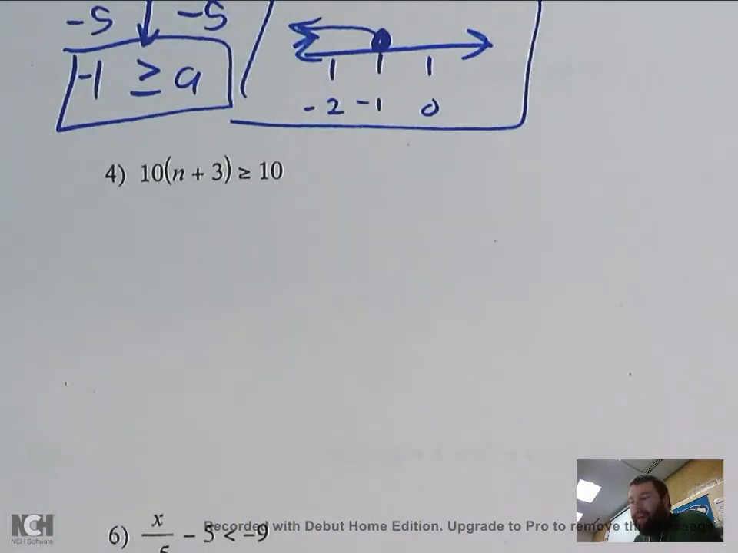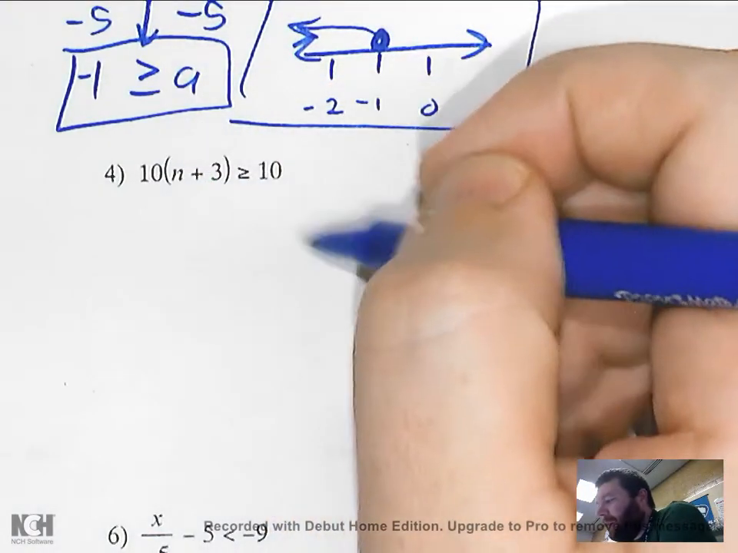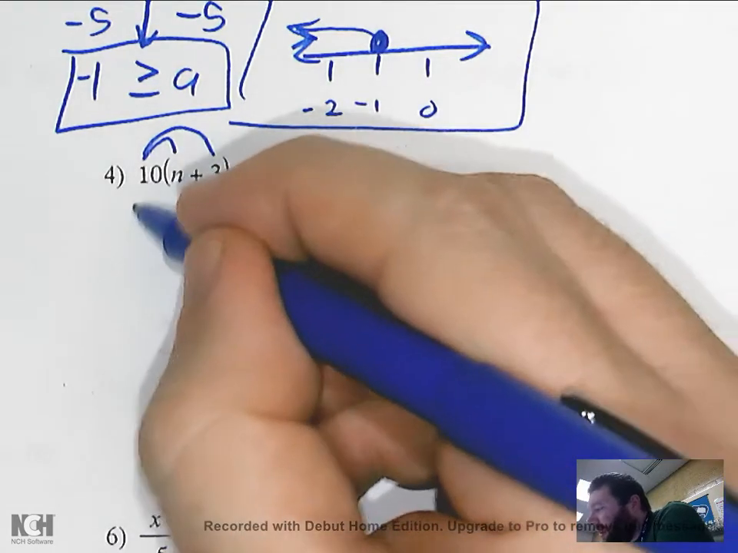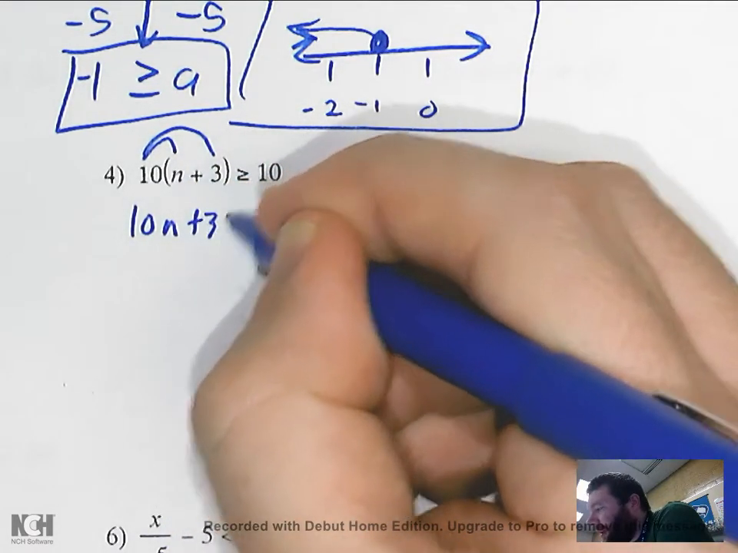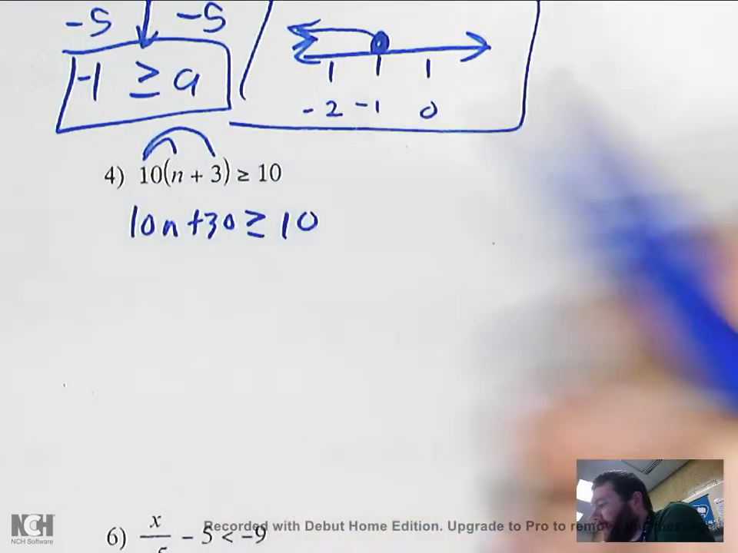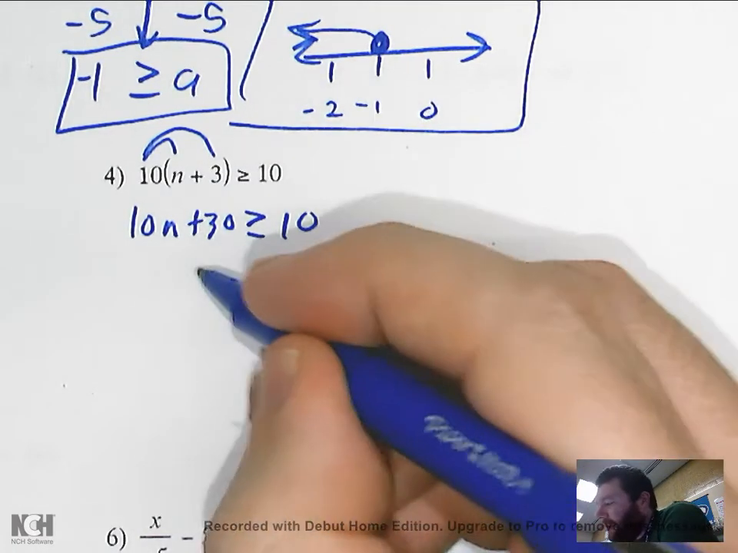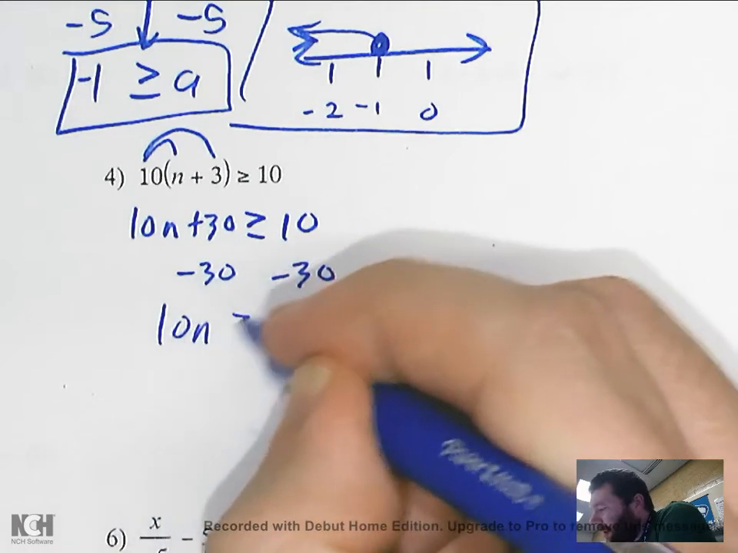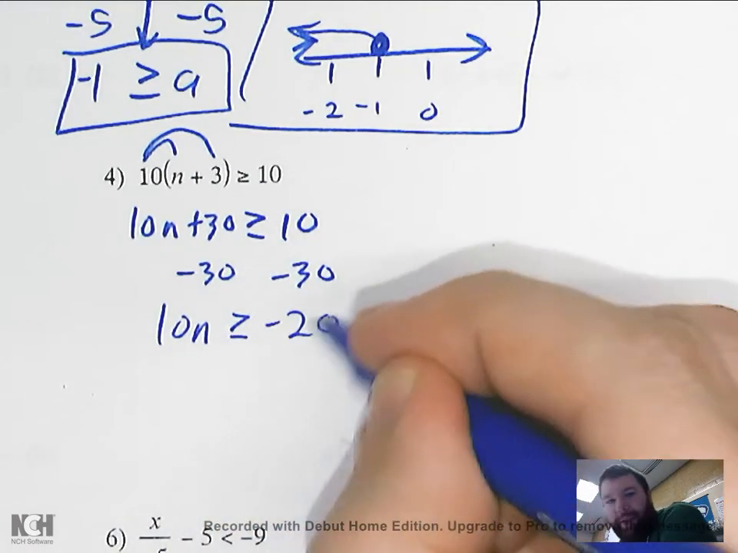So number 4. This one, well, I'm just going to do it this way. So we would distribute the 10, right? Get 10n plus 30 is greater than or equal to 10. And then you get rid of the number adding and subtracting, so you're going to minus 30 to each side. Gives you 10n is greater than or equal to negative 20.